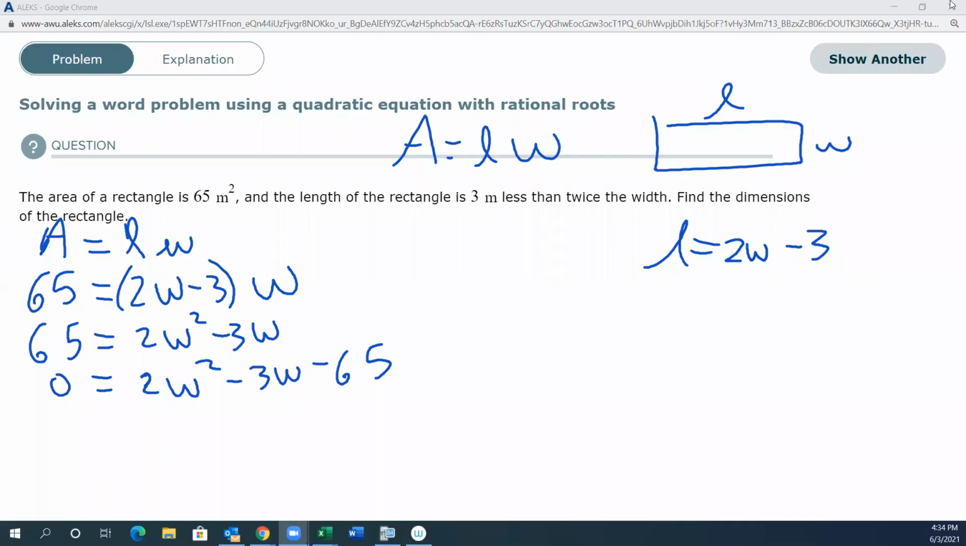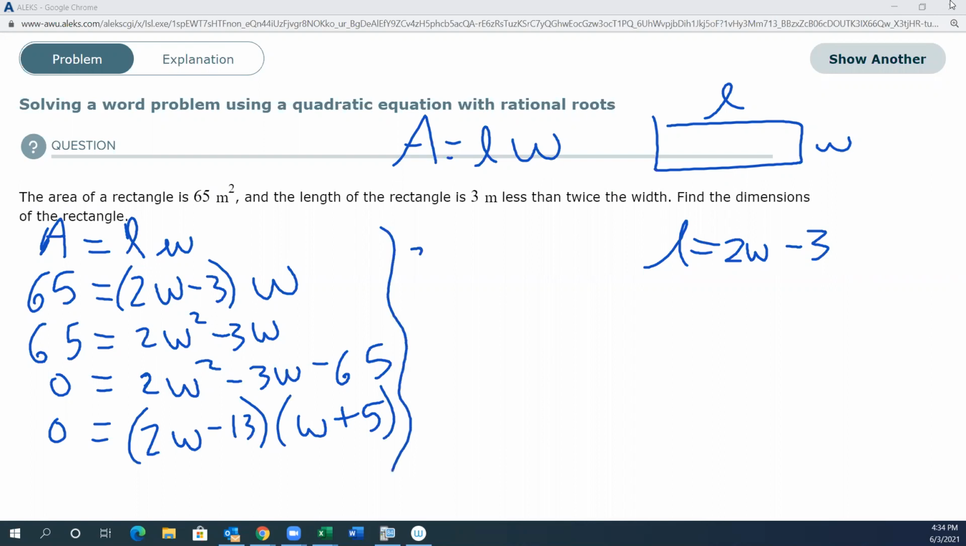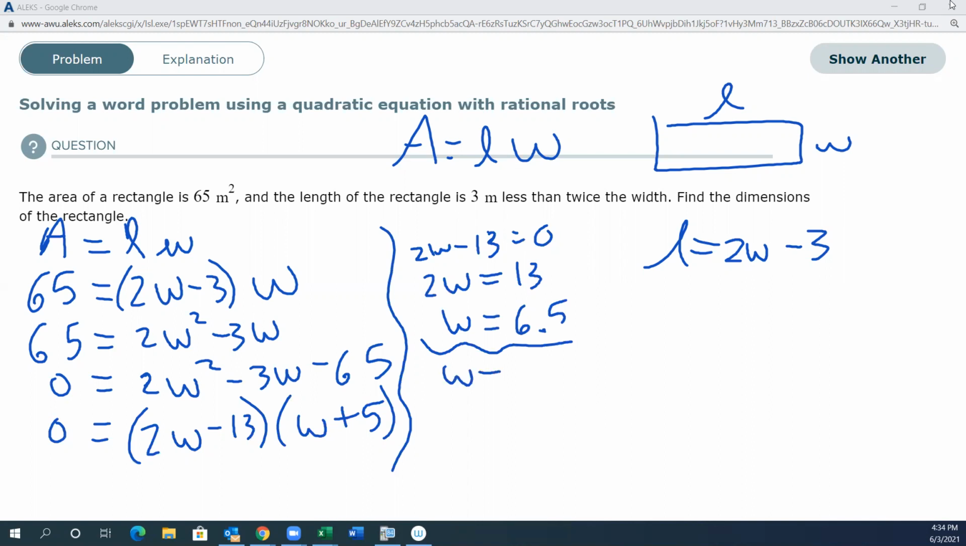Okay, so when I factor this, going through that AC method, I'm going to get 2W minus 13 and W plus 5. So then I need to set the factors equal to 0. So 2W minus 13 equals 0. Let's see, I'm going to add 13 to both sides and then divide by 2, and I get 6.5. Okay, and then I set the W plus 5 equal to 0 as well. Subtract 5, and I get negative 5.